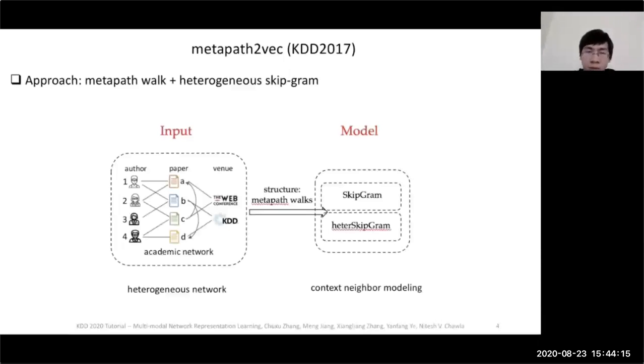Now let me introduce the first work, metapath2vec. Metapath2vec is a quite popular model for heterogeneous network embedding. There are two major points in metapath2vec: metapath random walk and the heterogeneous skip-gram. Different from homogeneous network embedding models like DeepWalk and node2vec, metapath2vec employs metapath random walk to capture the heterogeneous structure information in heterogeneous networks. Then metapath2vec applies the skip-gram model, the heterogeneous skip-gram model, for context modeling in the metapath random walk.